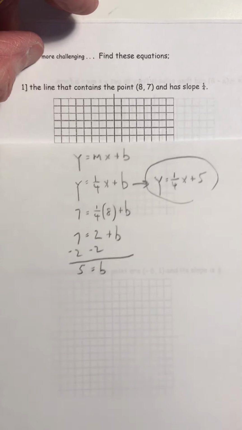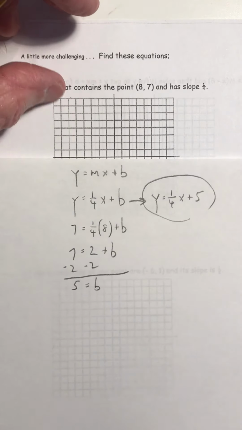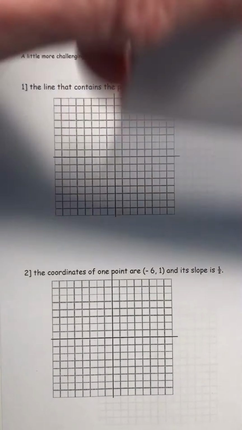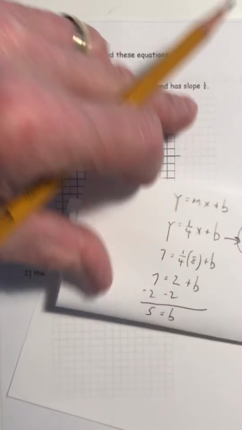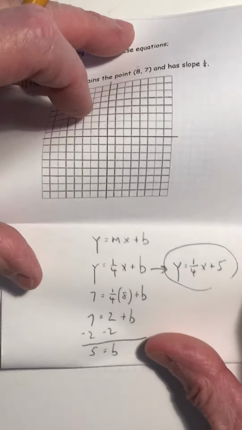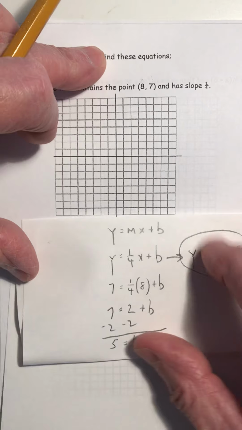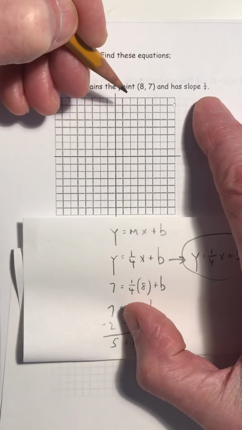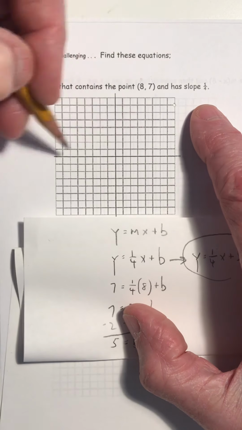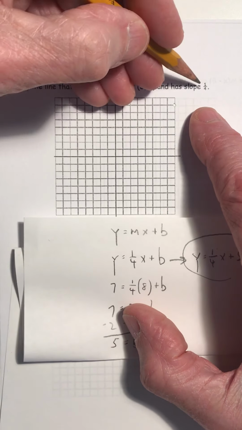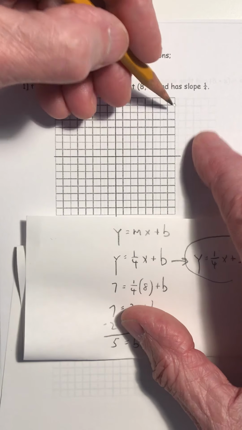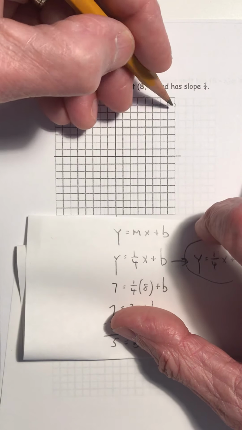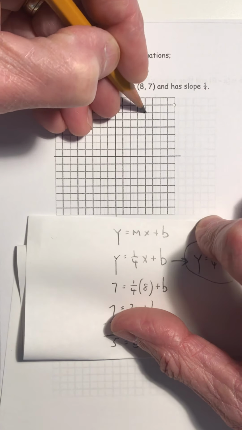Now we can prove it to ourselves by drawing it. Let me get this out of the way a little bit. If I start at the point 8, 7, which is way up over here, and the slope of positive 1/4 means the line's going to go uphill with the rise over run being 1/4. So there's no room going up this way, so I'll do it backwards. I'll go down 1 and to the left 4. That puts me right there.